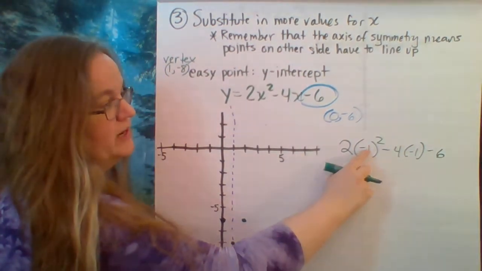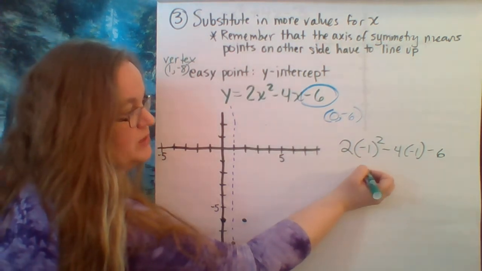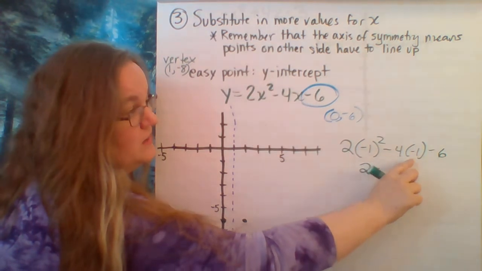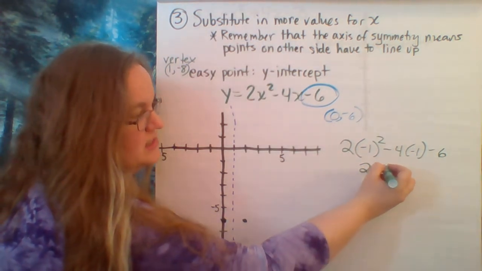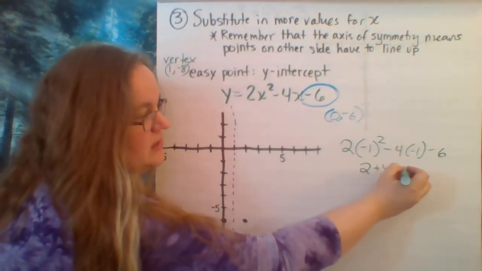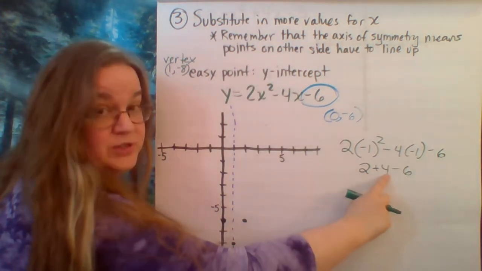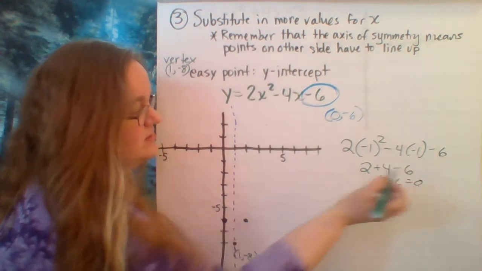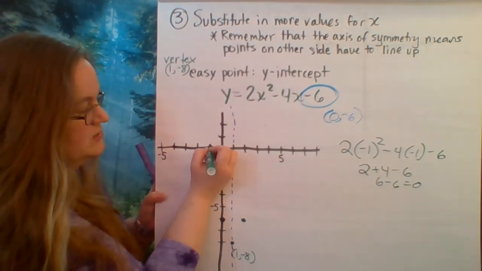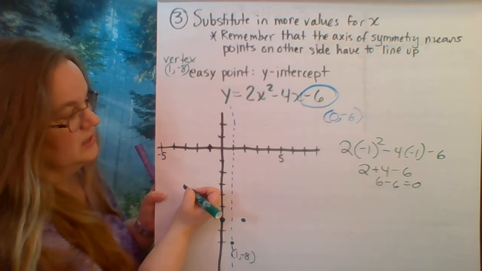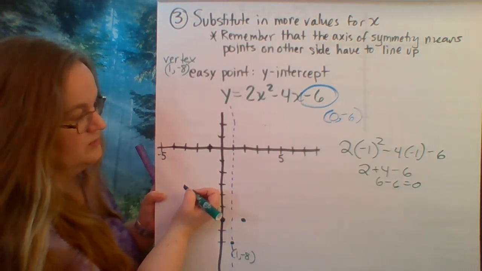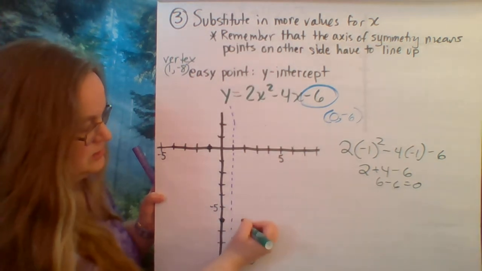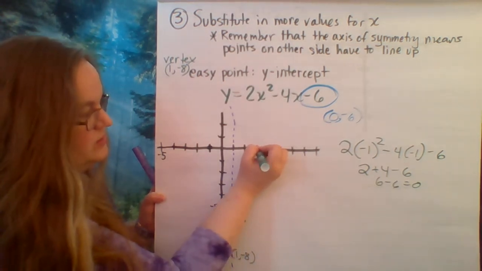So if I substitute in -1, remember -1 squared is -1 times -1, which is +1, times 2 is 2. This is like -4 times -1, so that's going to be +4 when we're done, -6. So when you do this, 2 plus 4 is 6, -6 is in fact 0. So my other point is going to be at (-1, 0).